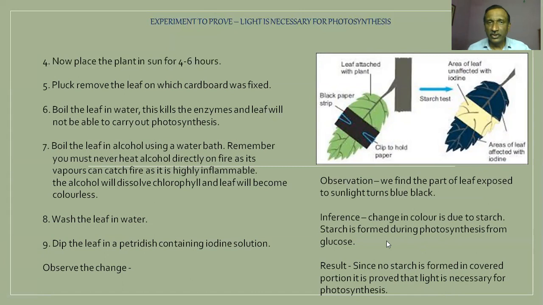So I think it is clear to you what some questions may ask: why the leaf has to be boiled in water, why the leaf has to be boiled in alcohol, why the water bath is used for alcohol, why we have to test it with the iodine solution, what is starch, and where the starch comes from. The first product of photosynthesis is glucose, then where does the starch come from? Why we have to use all these things.